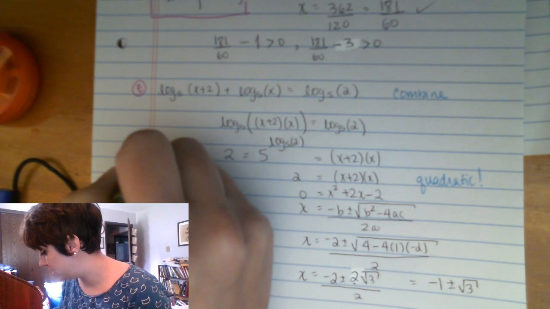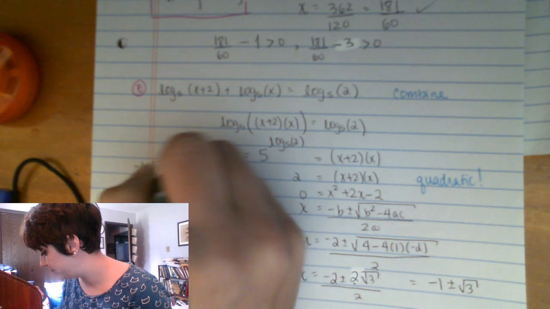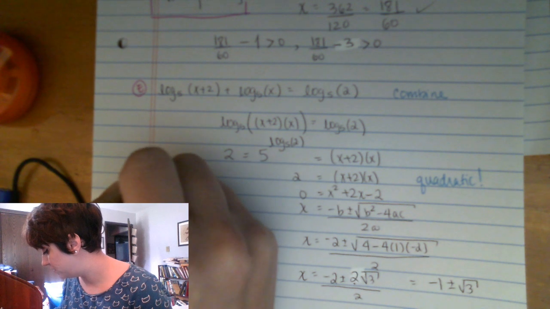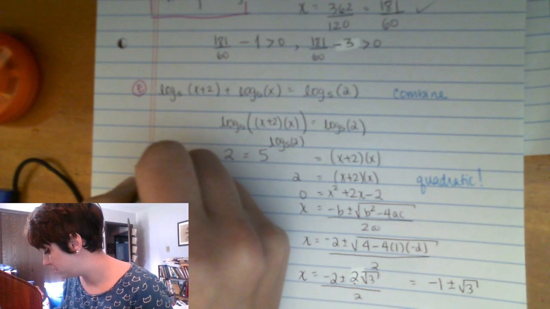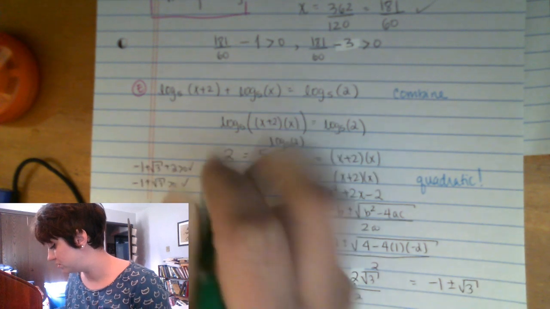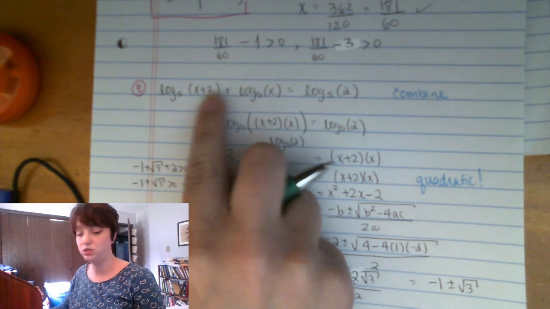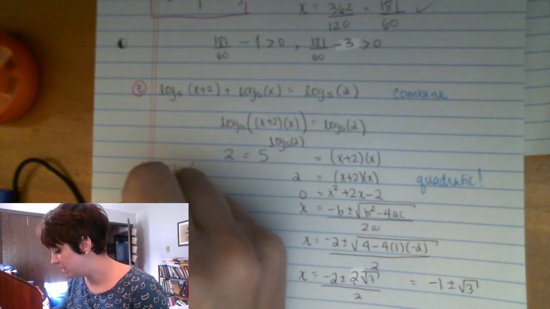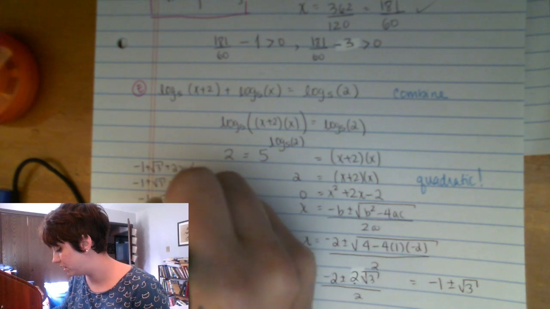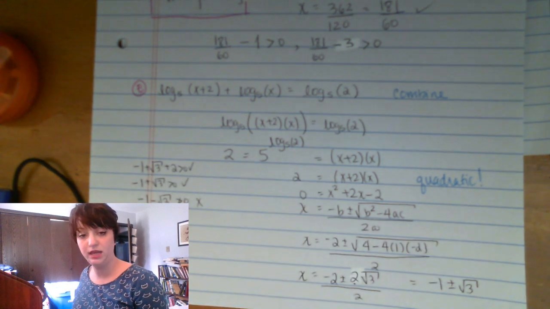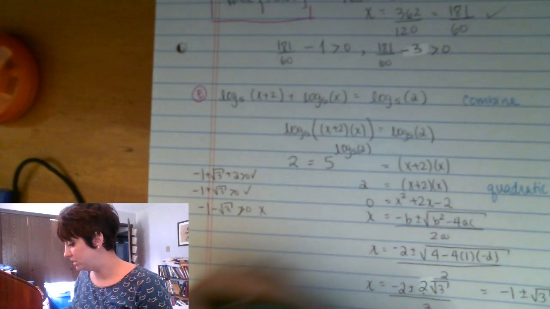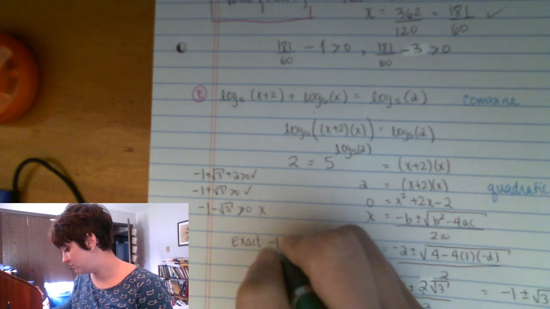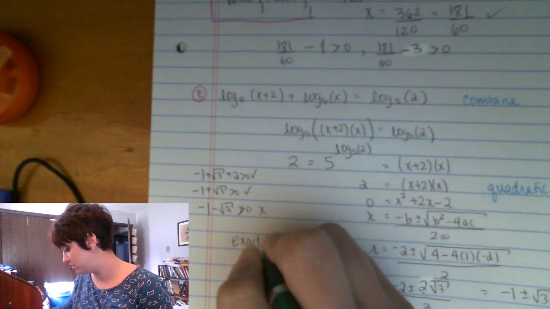So negative 1 plus root 3 plus 2 is greater than 0, and negative 1 plus root 3 is greater than 0. So plugging one of the solutions into either one of these logs, both of these logs I should say, works. But negative 1 minus square root of 3 is not bigger than 0, so I can't have that as a solution. So my only solution is negative 1 plus the square root of 3.